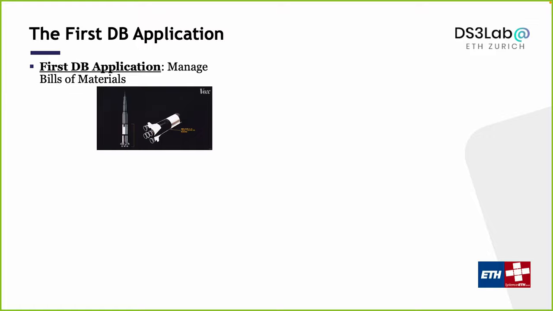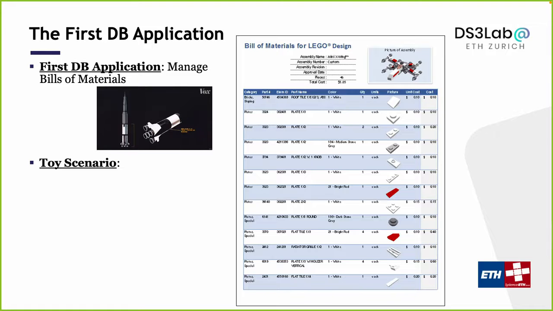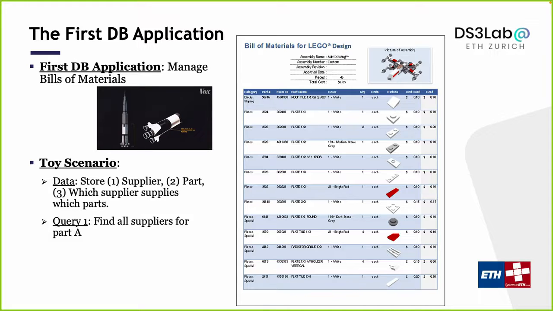So let's go a little bit more concrete and build a toy version of this. Let's just try to manage this piece of data. I want to build this toy. There are different parts, and there are different suppliers of those parts. So what data do we have? We have suppliers, we have parts, and we have which supplier supplies which part. These three pieces of information.